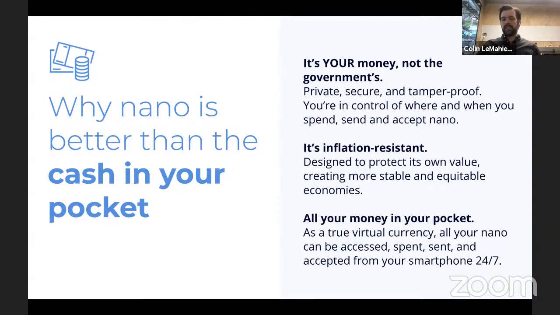And then all of your money is accessible in your pocket. The network runs 24 hours a day. It's continuously operating, and since you have your keys, you have access to send and receive at any time of your choosing.